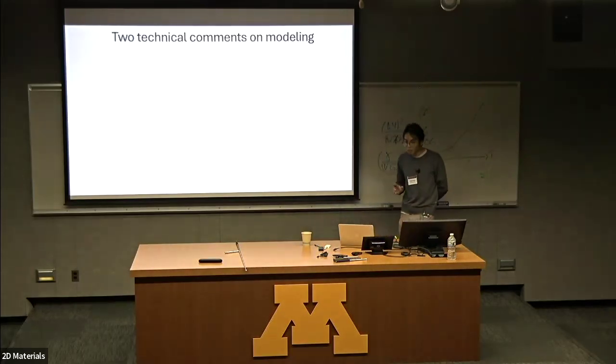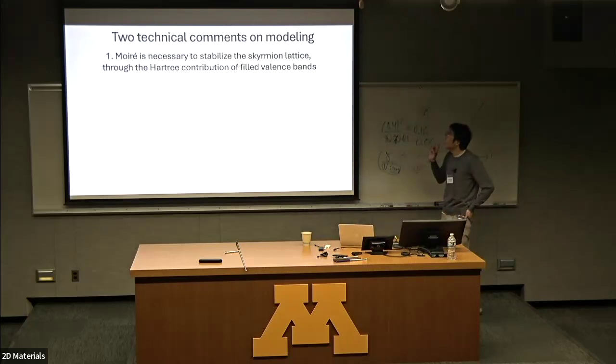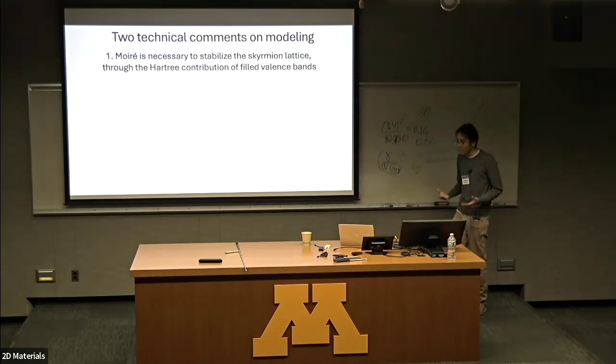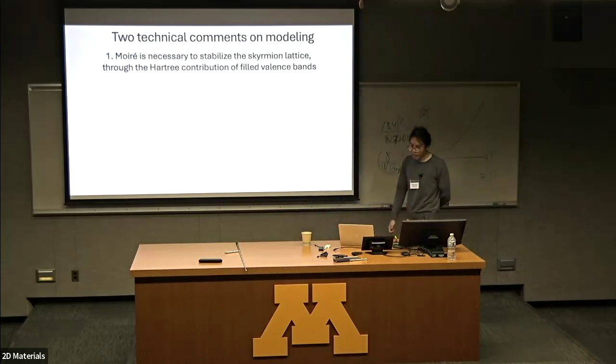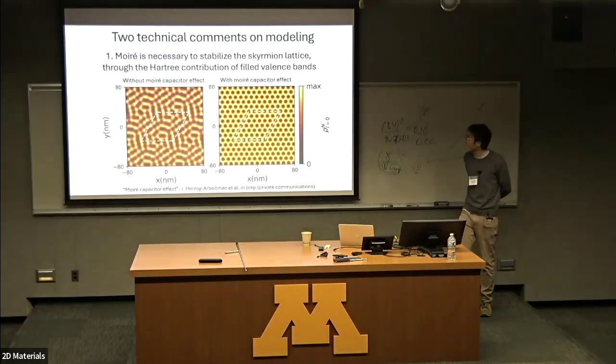Okay, now let me come back to this question about moire. There are a couple of technical comments that I found very interesting when we were modeling this Skyrmion vacancy. First, when we first did this calculation, we were using the standard moire Hamiltonian, and we weren't using a proper subtraction scheme. It turns out that doesn't work. You need the moire to stabilize the lattice, specifically through the Hartree contribution of the filled valence bands. Thanks to Jonah for pointing this out when he was visiting a while back.